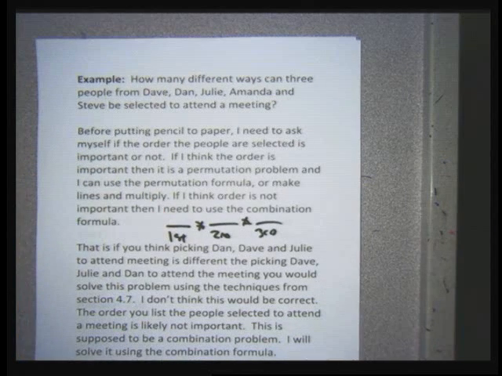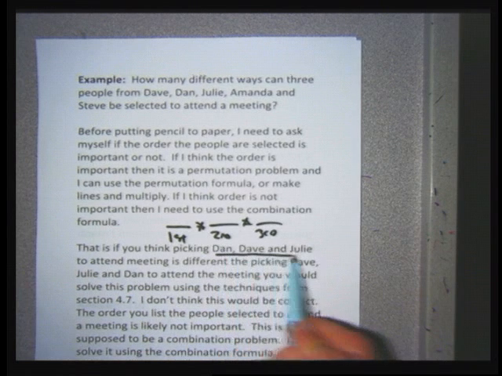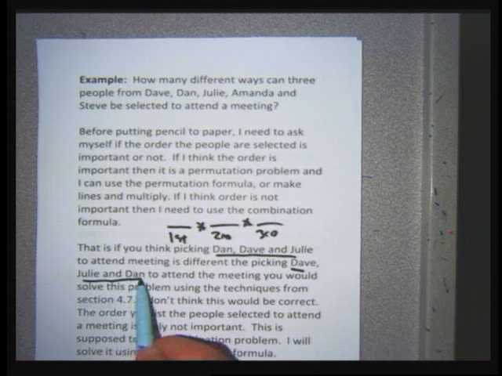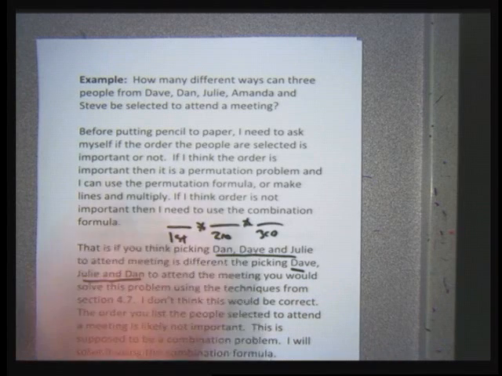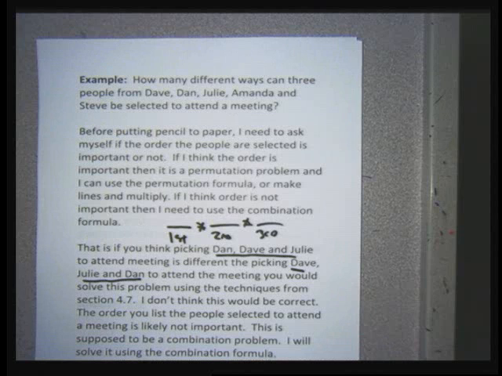So we have to infer from the way the problem is written whether this ordering and this ordering count as 2 different things or if they count the same. And for the way this problem is worded, I'm assuming just the fact that you're selected to attend a meeting is the important thing. It doesn't matter if you're selected first, second, or third, because each of the people attending the meeting, we're going to count them as equal. So in all the problems in this section, we're supposed to infer that the order that the group is selected in isn't important and only being selected is important.